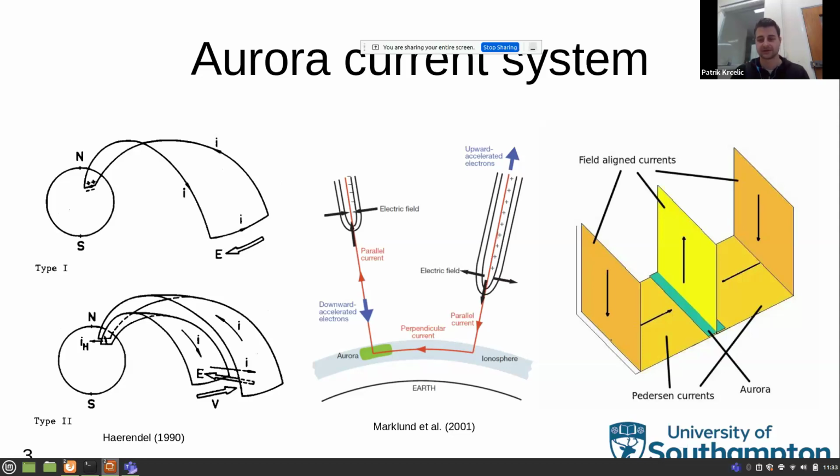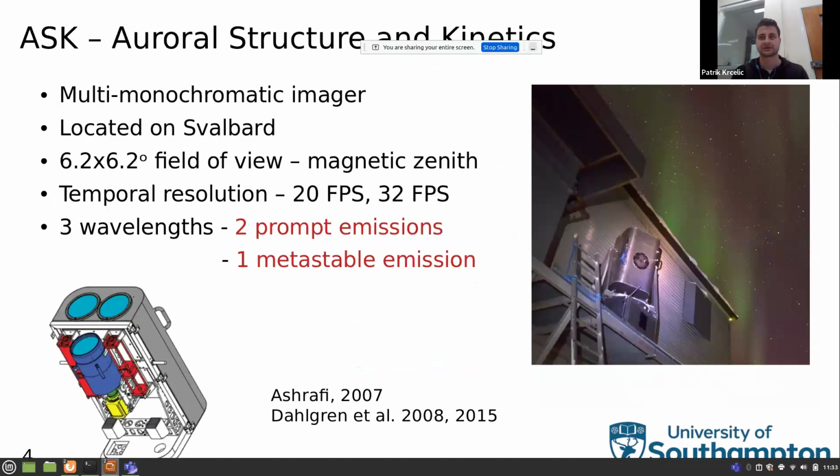The main idea here is that we are averaging, and my PhD is basically looking at things without averaging. We are doing that by using the ASK instrument, which is Auroral Structure and Kinetics. It is located on Svalbard. It consists of 3 cameras, each of them observing one distinct emission. 2 of them are prompt emission, and 1 of them is metastable emission.